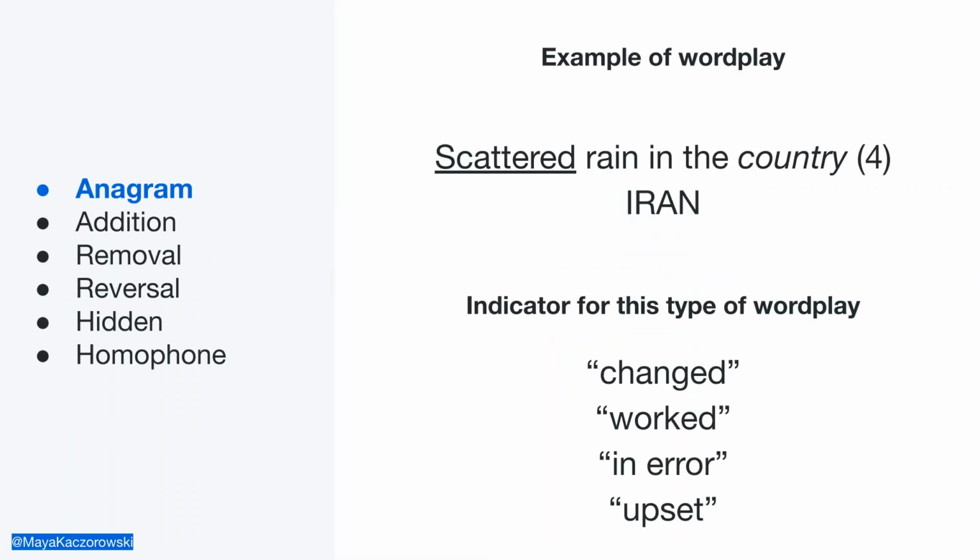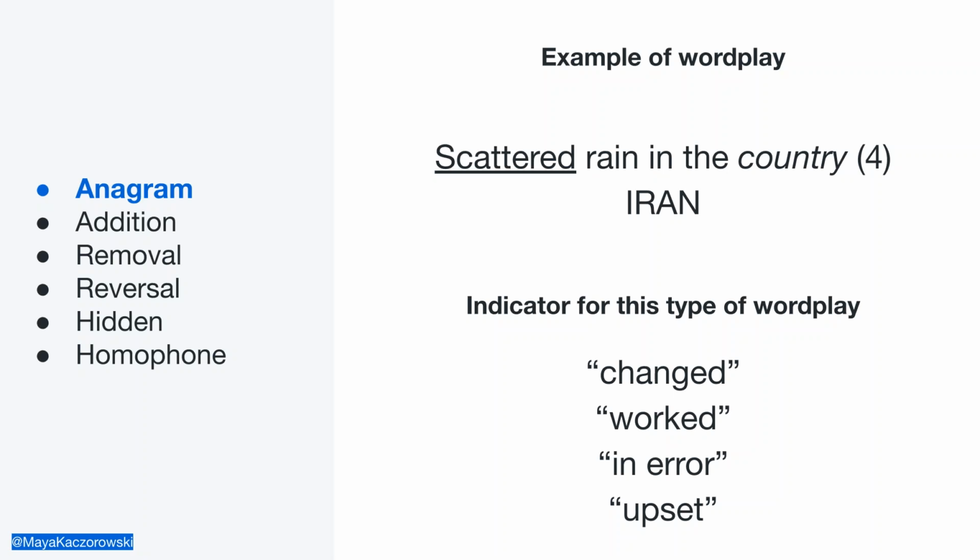An anagram. An anagram is when the wordplay clues a phrase that you're going to anagram to get a new word. That's what we just did with rifles earlier. For scattered rain in this country, scattered tells us to anagram a word. If we anagram the word rain, we get Iran, which is a 4-letter country.